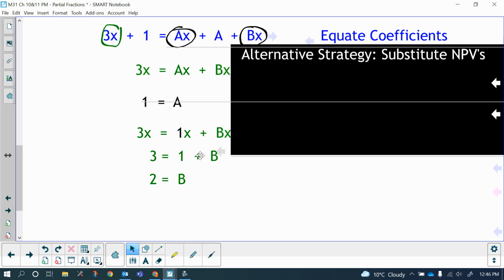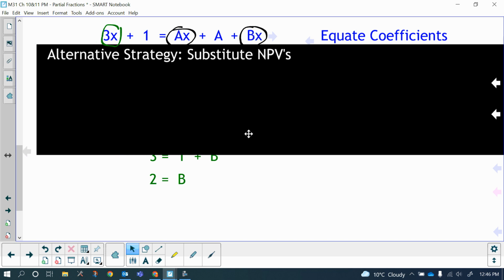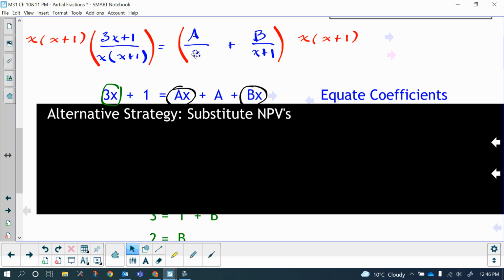So there is an alternate way of doing this. And this is substituting the non-permissible values into the equation. So as you look back at our equation up here, we have x can't be 0, and x cannot equal negative 1. If I was to take those and plug them into this equation here, what would happen? Well, when x is equal to 0, I'd have 0 plus 1 is equal to 0 plus a plus 0. Oh, so a equals 1.